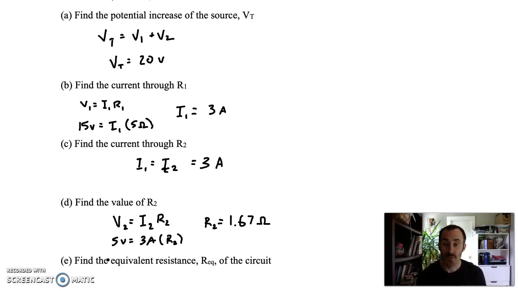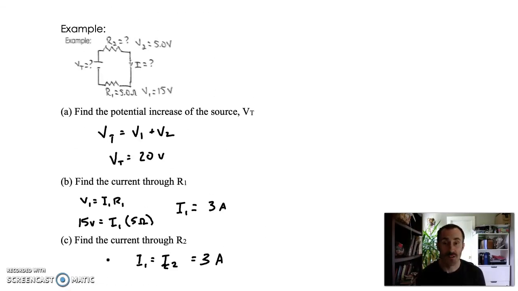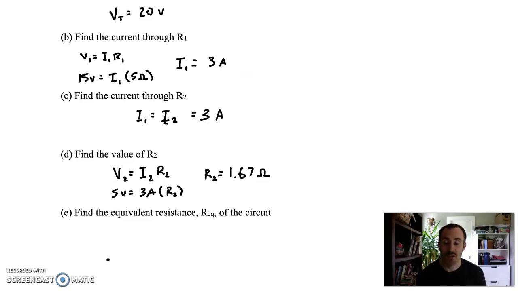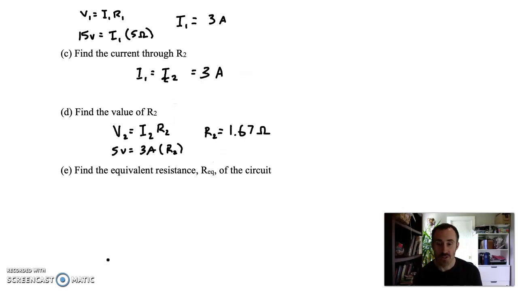The final piece here is calculating the equivalent resistance of the circuit. So we know that resistor 1 is 5 ohms. We now know that resistor 2 is 1.67 ohms. And so altogether, those two resistors are going to be just adding those two up. Okay, so Req for this circuit is 5 ohms. That's R1. Plus 1.67 ohms. That's R2. And so the total is 6.67 ohms.